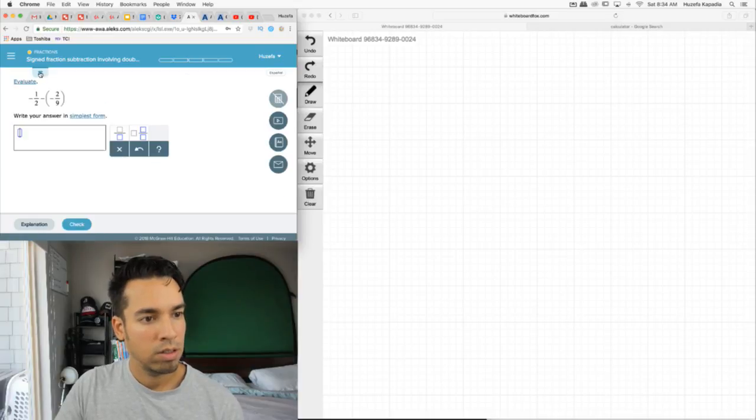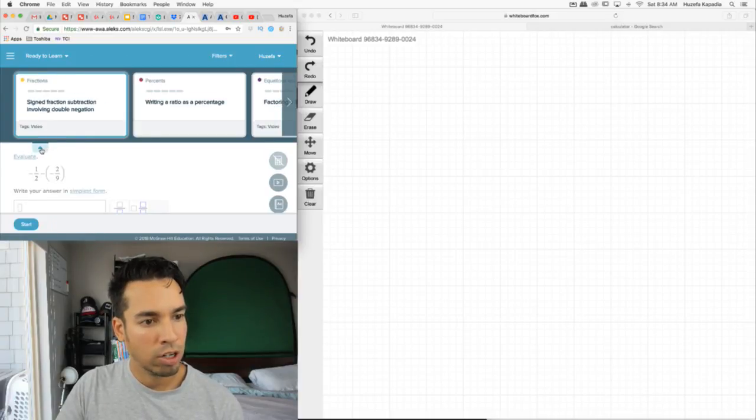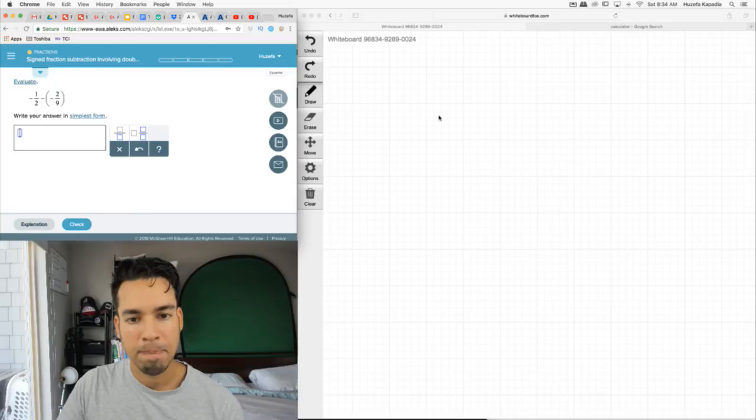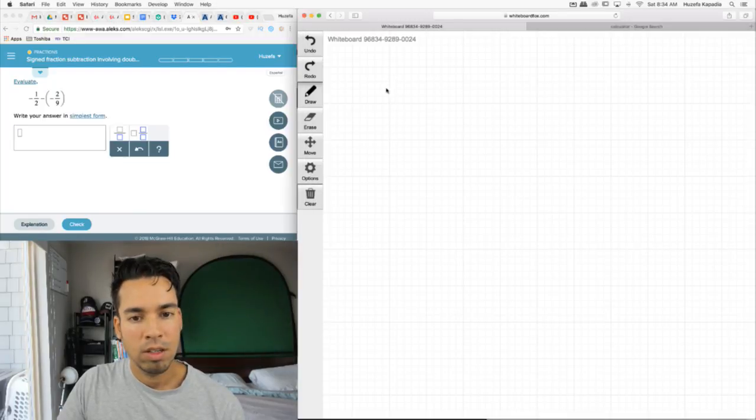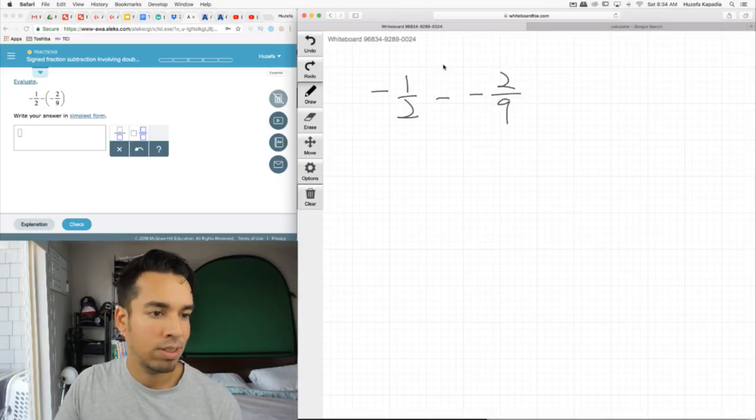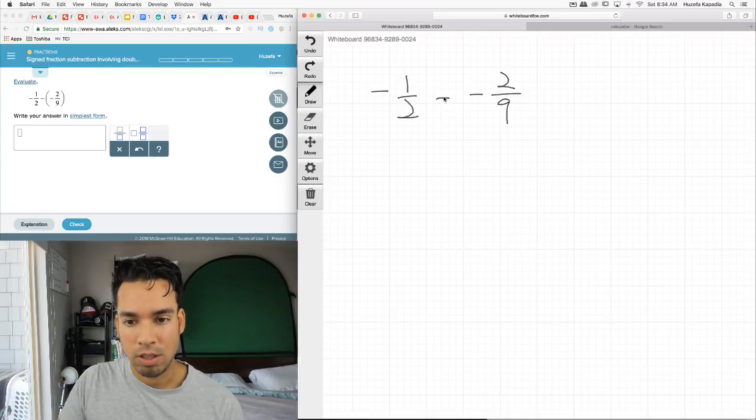Alrighty. Sign fraction subtraction involving double negation. Negative 1/2 minus negative 2/9. Now you notice I wrote it without the parentheses because you don't really need them here. What happens when you have double negation? Minus a negative turns into a positive. So it's negative 1/2 plus 2/9.